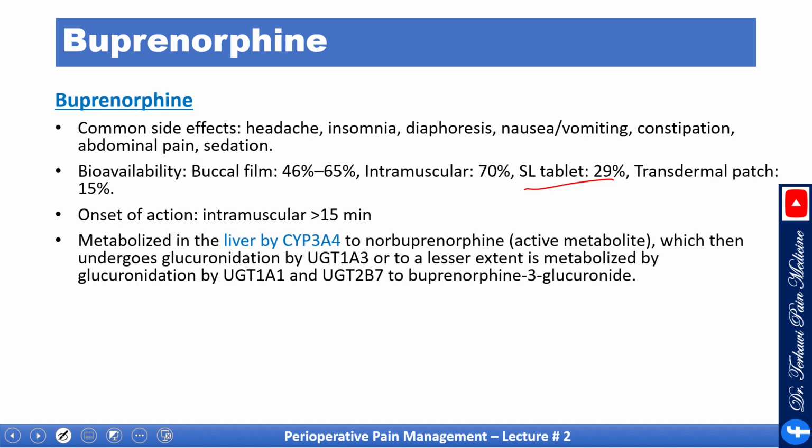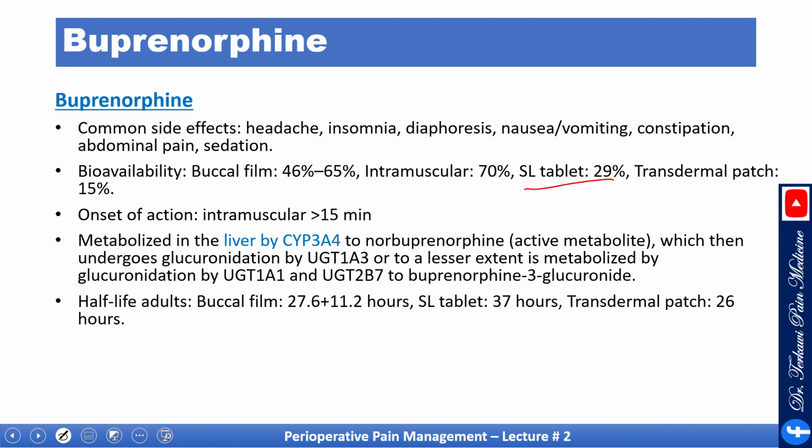It's metabolized by the liver via CYP3A4 to norbuprenorphine, which is the active metabolite, which then undergoes glucuronidation. To a lesser extent, it is metabolized by glucuronidation to buprenorphine-3-glucuronide. Half-life in adults: buccal film about 27 plus or minus 11 hours, sublingual tablet 37 hours, transdermal patch 26 hours. It is excreted in feces and urine.